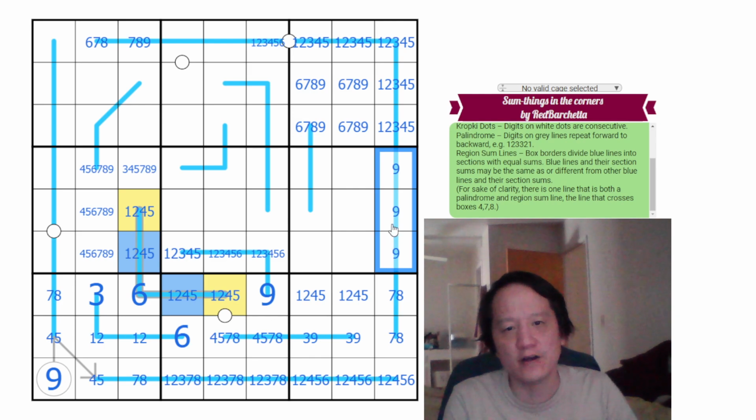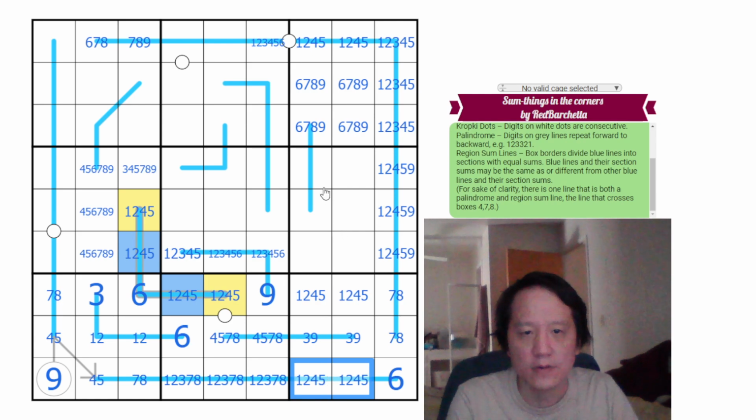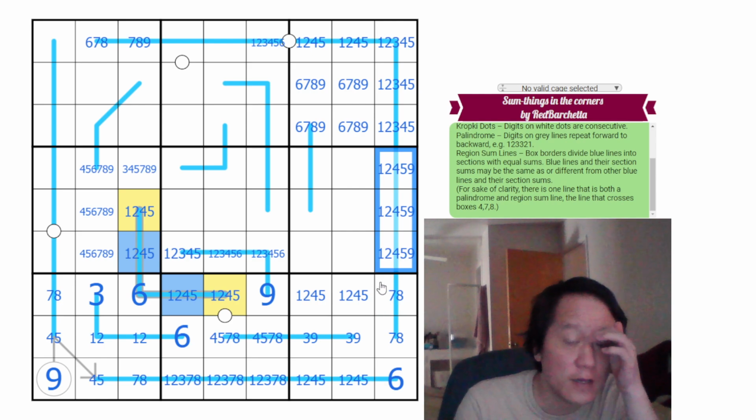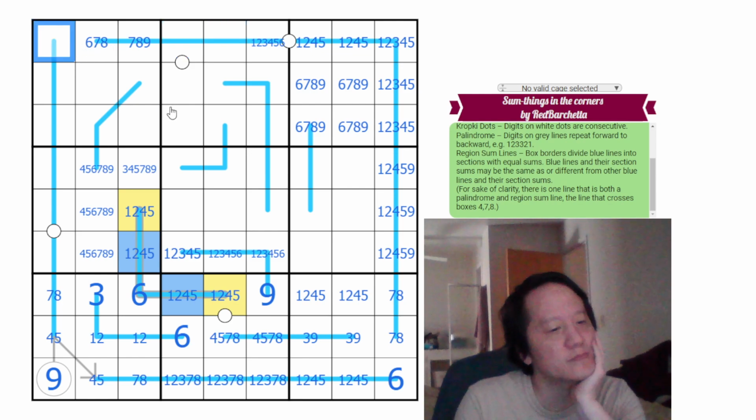So it's either 1, 5 or 2, 4. Which means there cannot be 3 except here. So this cannot be 3. So 3 is here, and this is 1, 2, or 4, 5. Therefore, this is 6. So this cannot be 1, 2, or 4, 5. So this is 9. We don't know anything about 3 here. Hold up. No, this could be 7 or 8.